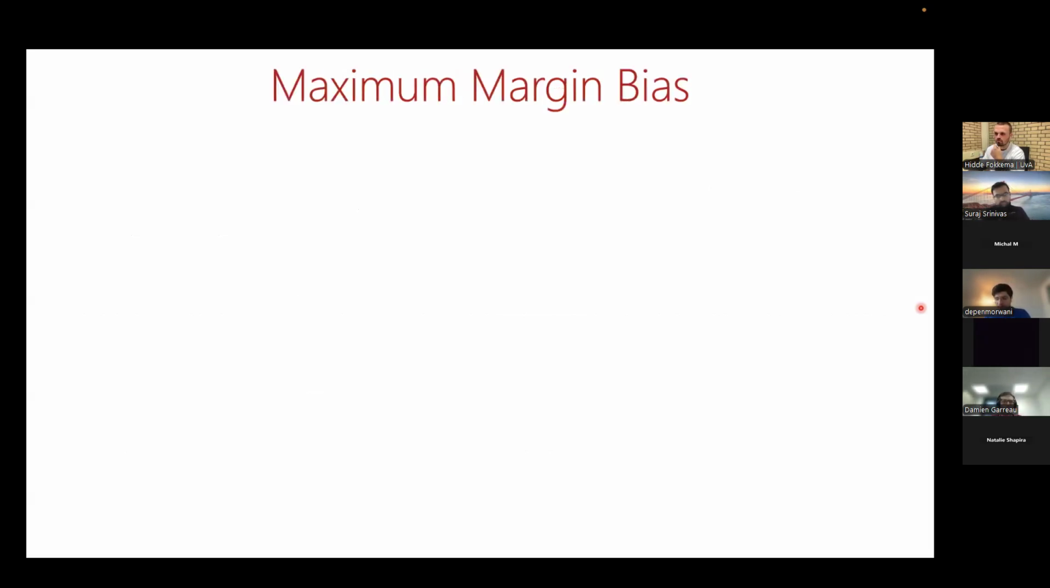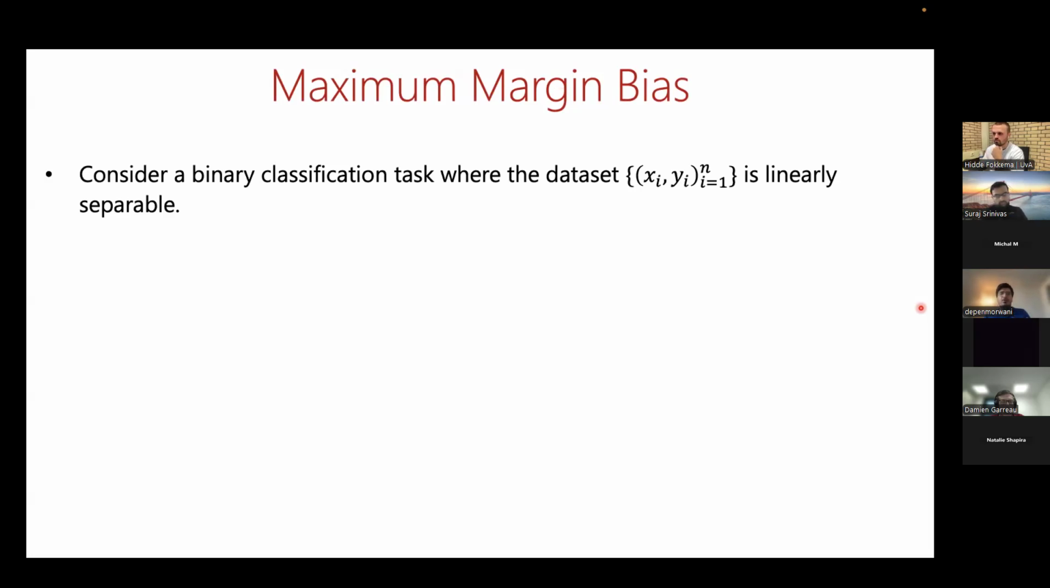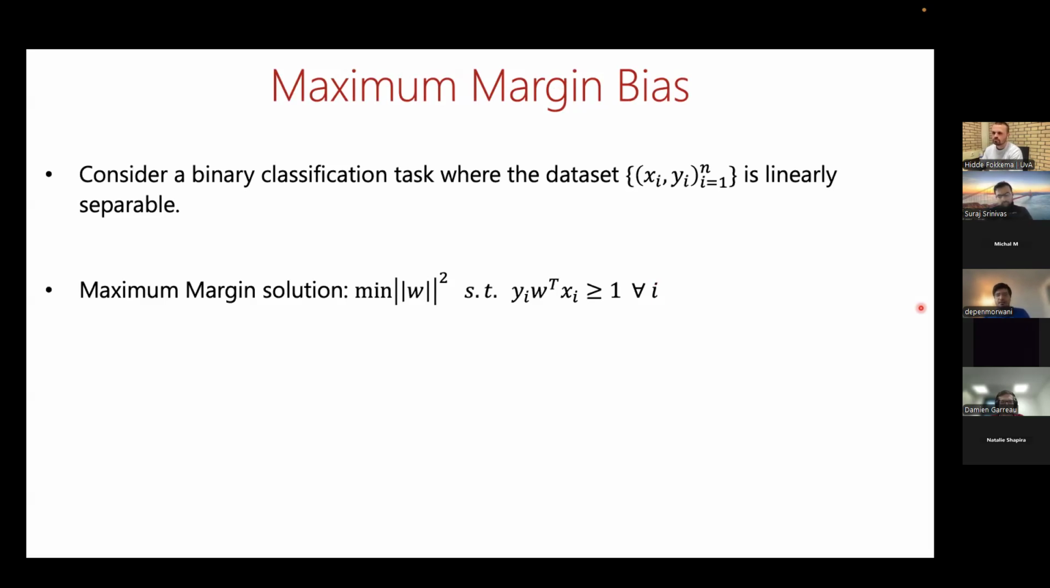The main inductive bias which we are going to focus on in the talk is the maximum margin bias. Let's define what that means in a simple setting of logistic regression. Let's consider a binary classification task where the data set is linearly separable. In this case, the maximum margin solution is given by finding the minimum norm of the weights, and we'll consider the L2 norm of the weights, such that we can classify this data set well.